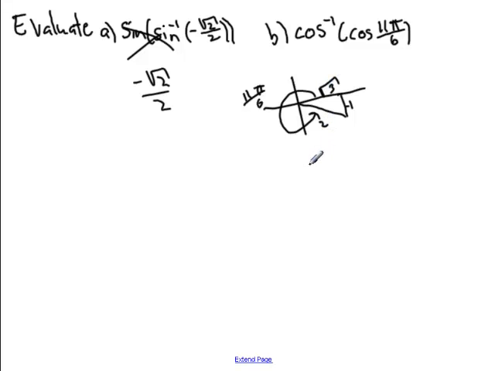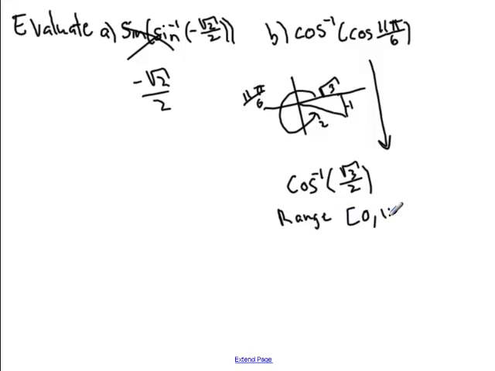by 2. So this would literally become the inverse cosine of square root 3 over 2, just by substitution. Now, if you go to evaluate inverse cosine of root 3 over 2, you have to remember here that the range of this function is on the interval 0 to pi.